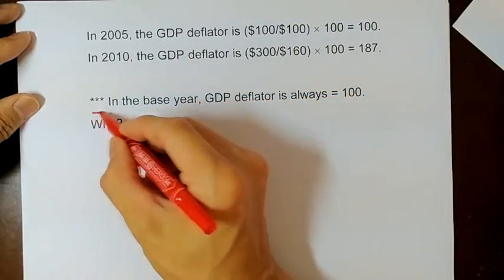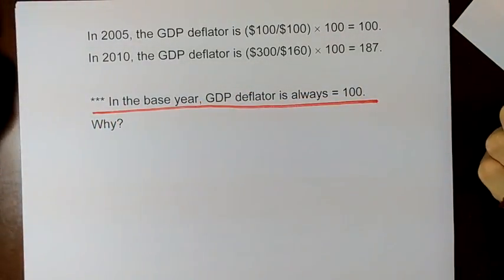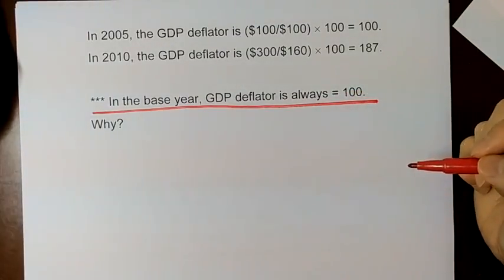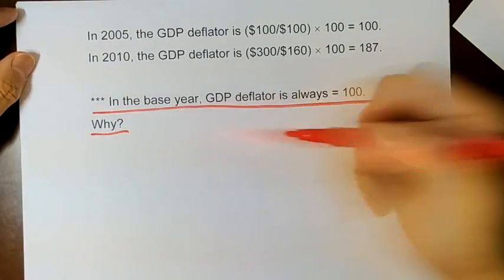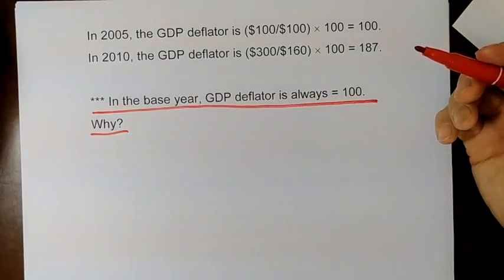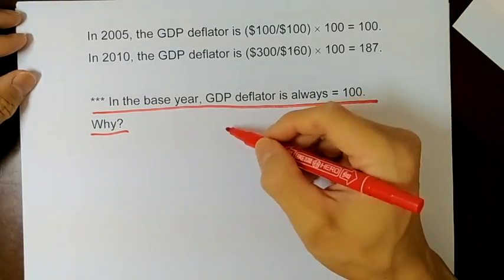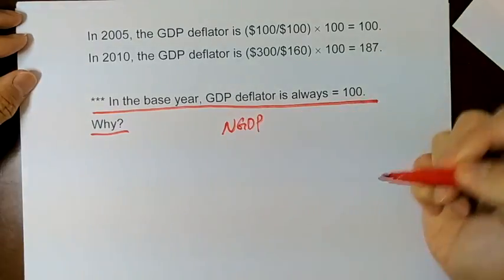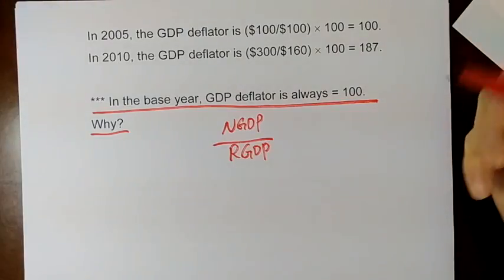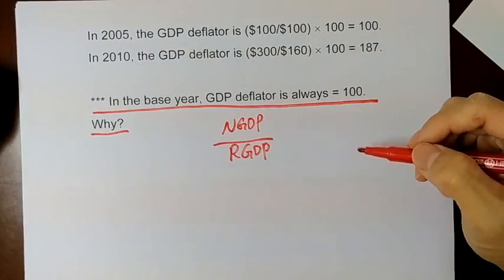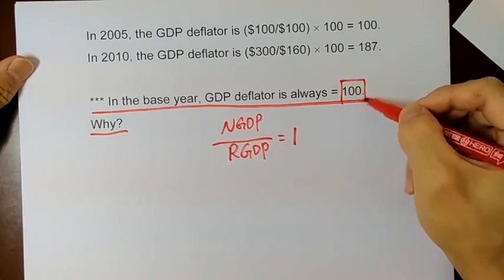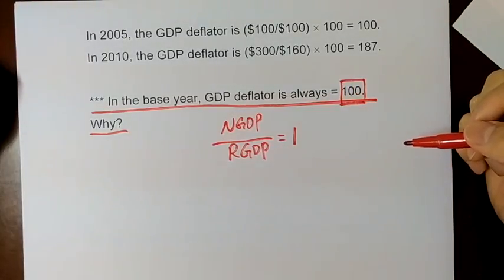Now, I claim that in the base year, GDP deflator is always equal to 100. Why? The answer is, in the base year, nominal GDP is always equal to real GDP by definition of the base year. Therefore, this number must be equal to 1. Therefore, the GDP deflator must be equal to 100.